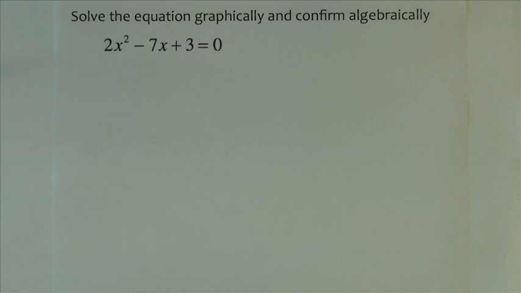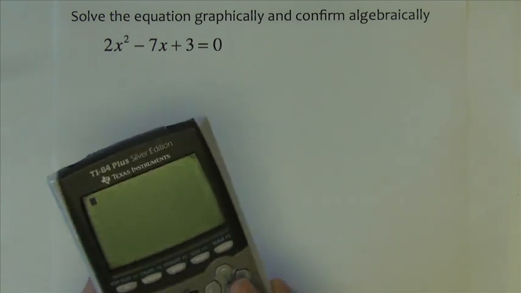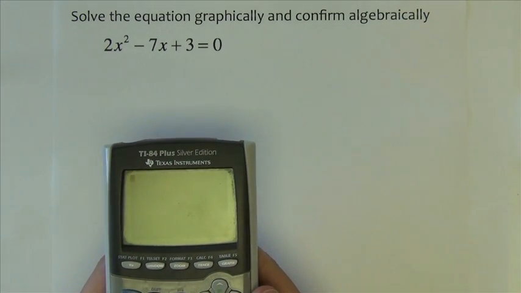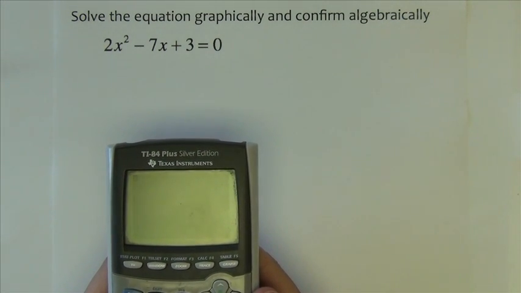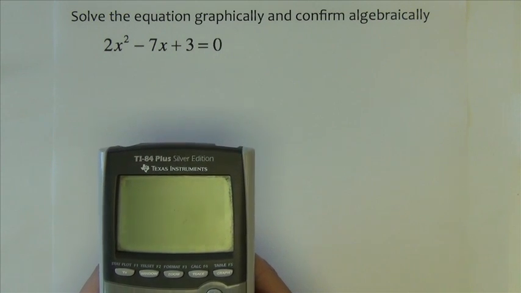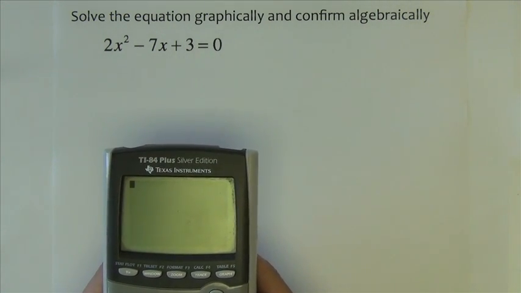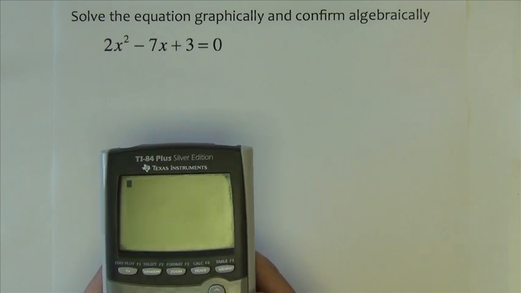First problem says solve the equation graphically and confirm algebraically. Now when we solve the equation graphically, we are wanting to sketch a graph of the equation and look to see where that graph crosses the x-axis. Where it crosses the x-axis, called x-intercepts or zeros, those are the points that we're interested in. Those are the solutions to the equation.